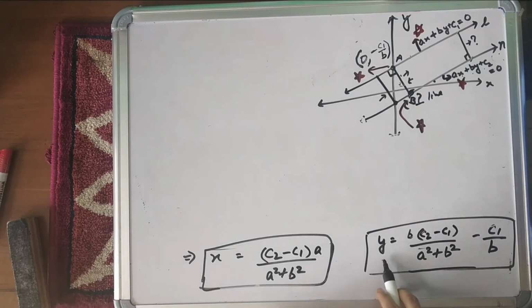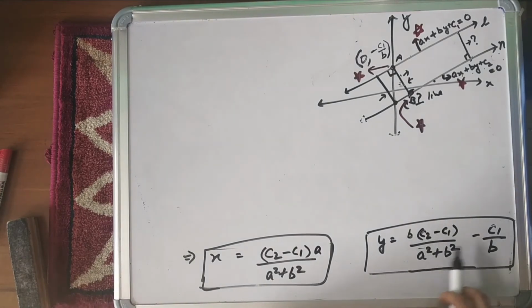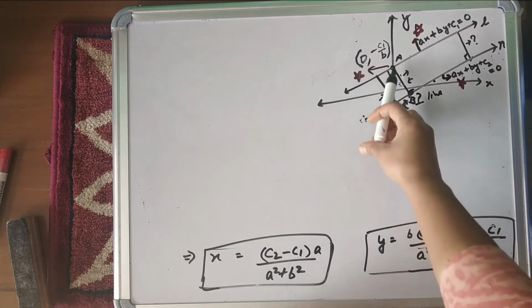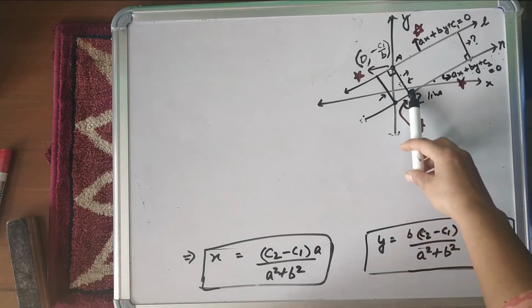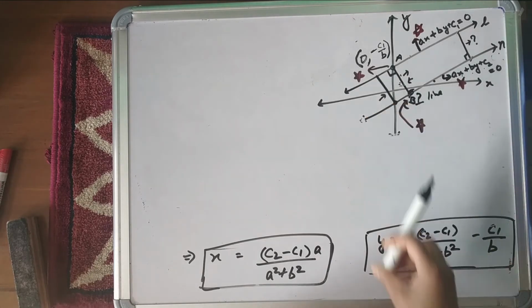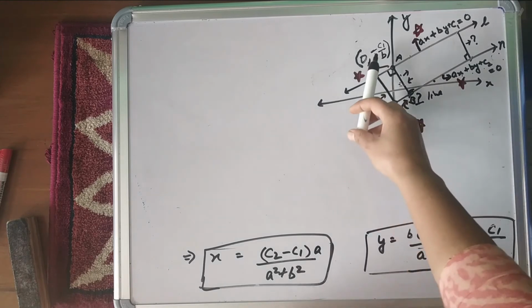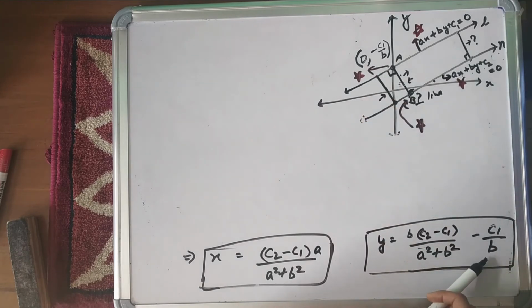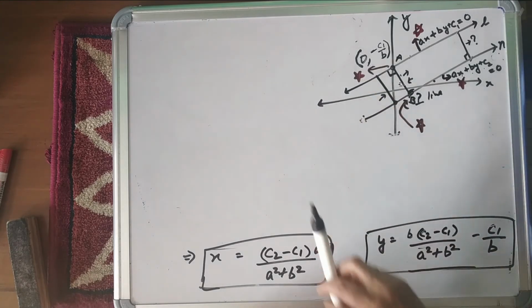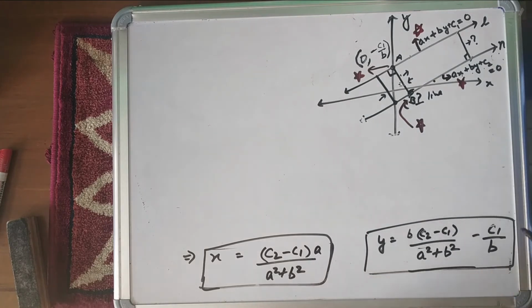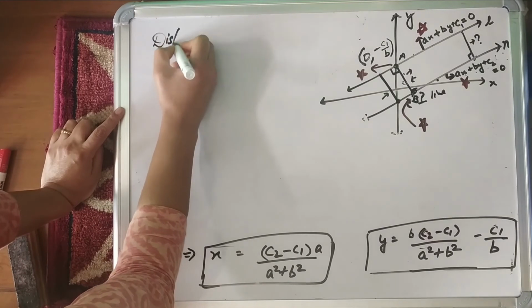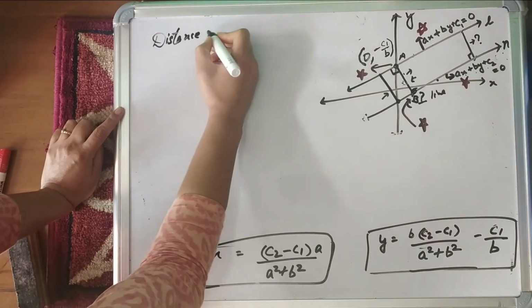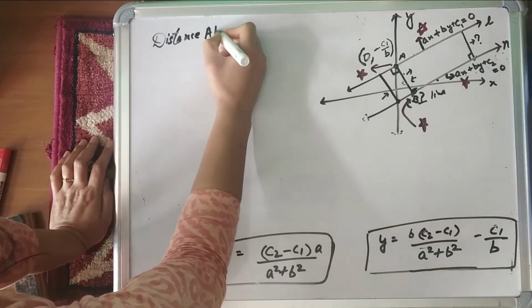Here I did not convert this equation. I did not simplify it further because the next step is to apply the distance formula, and this is the y coordinate of this point. When I do y minus this, c1 over b will cancel out with this. Okay, so let's apply the distance formula for finding out distance AB.